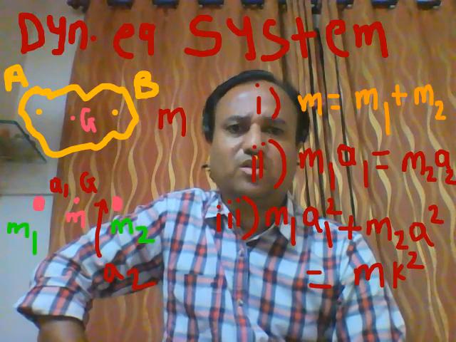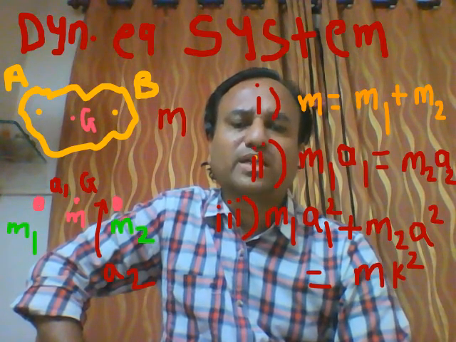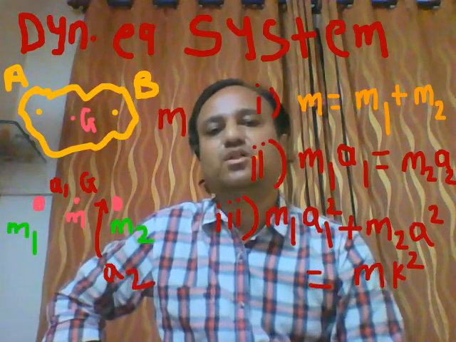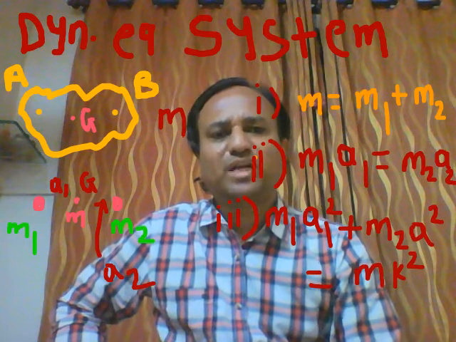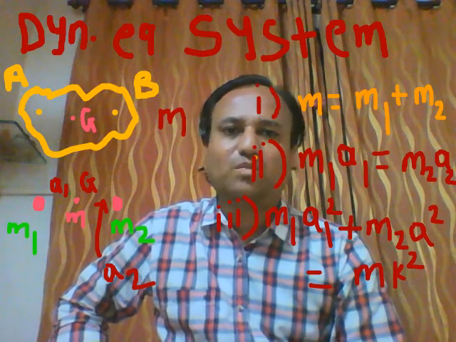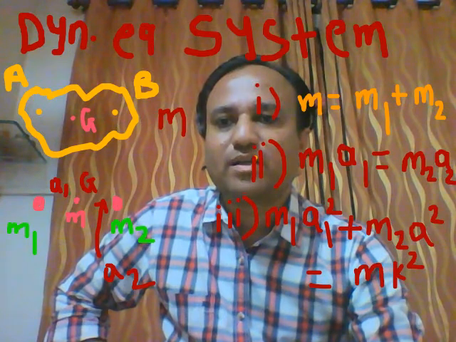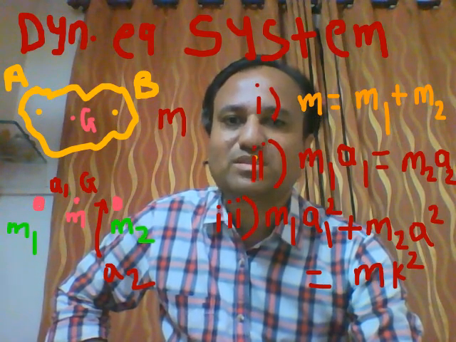convert the given system into a dynamically equivalent system. Convert the system into a dynamically equivalent system. So your aim is to calculate M1 and M2. That is, calculation of the first point mass, calculation of the second point mass.